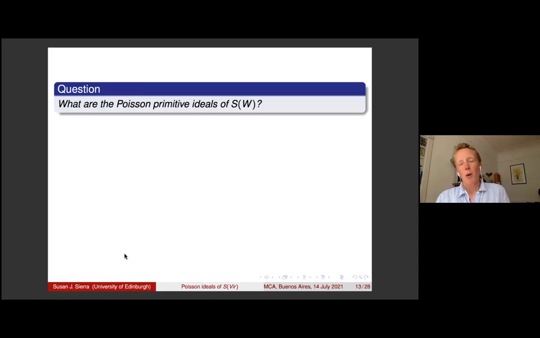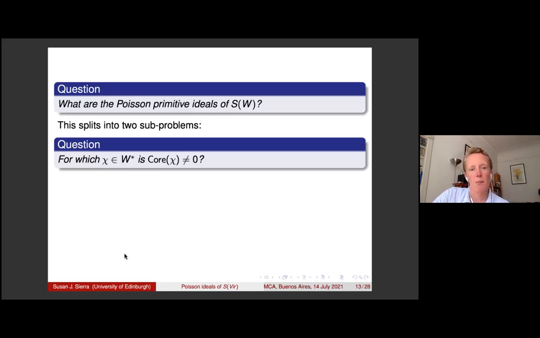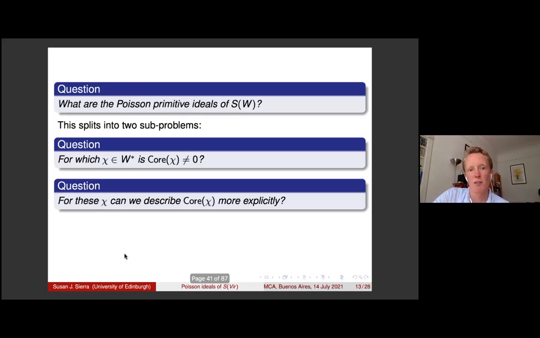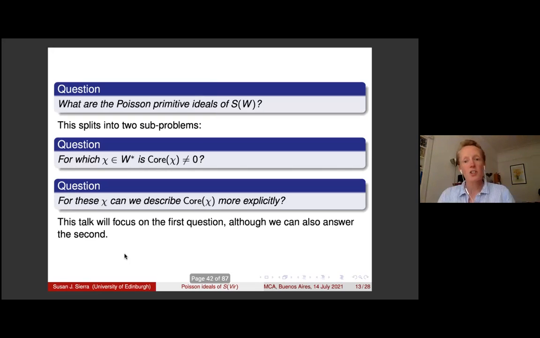Right. So I want to find out the Poisson primitive ideals of Virasoro. Let's start with Poisson primitive ideals of the symmetric algebra of the Witt algebra, which is clearly the first step along working towards Virasoro. So this splits into two subproblems. First of all, which functions have a non-trivial Poisson core? And then secondly, can we describe the Poisson core explicitly for functions with a non-trivial Poisson core? So we can answer both of these questions. We do in our paper, but in this talk, I'm just going to focus on the first question, which are the interesting functions with a non-trivial Poisson core.